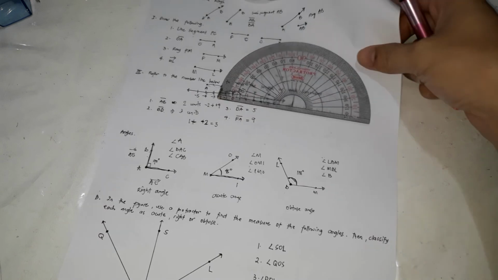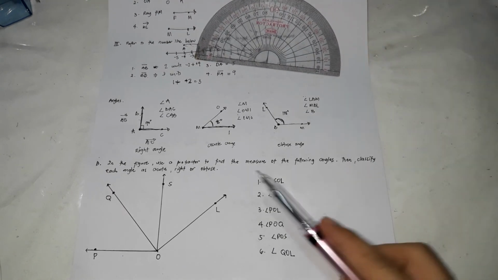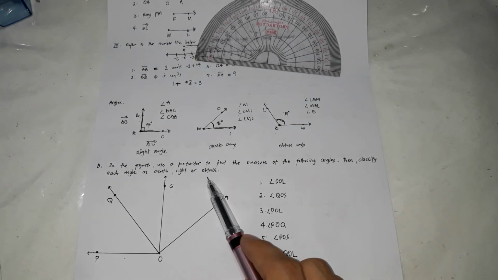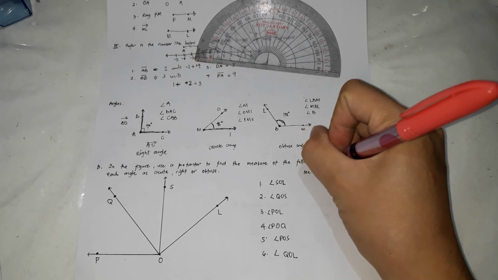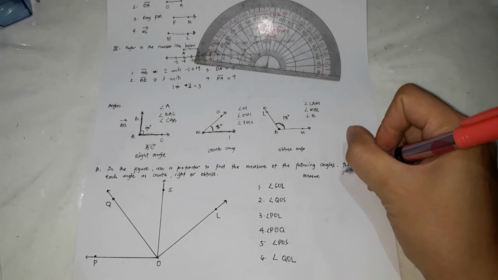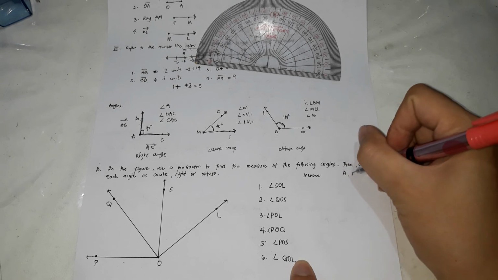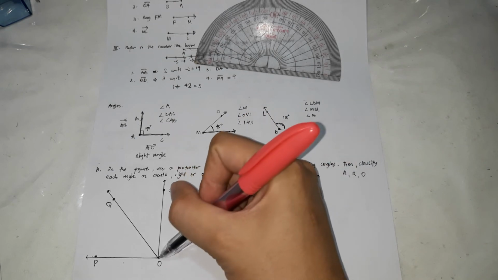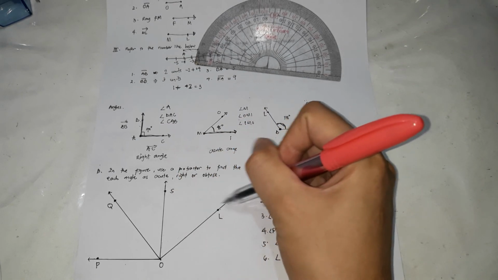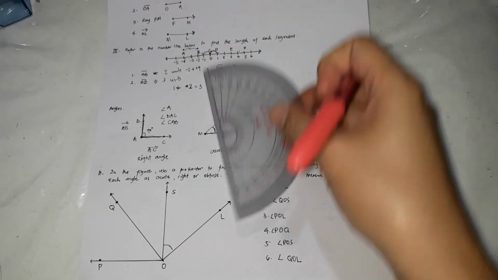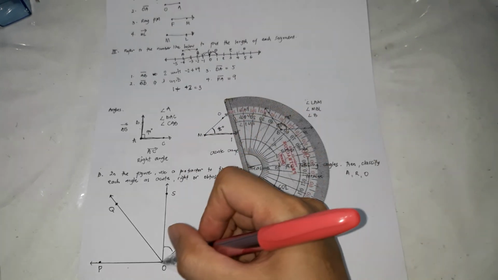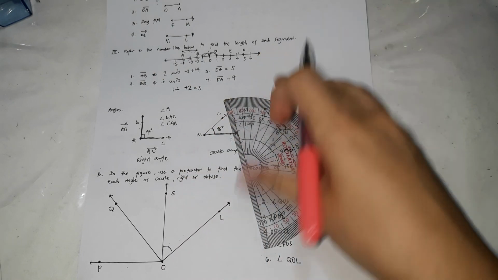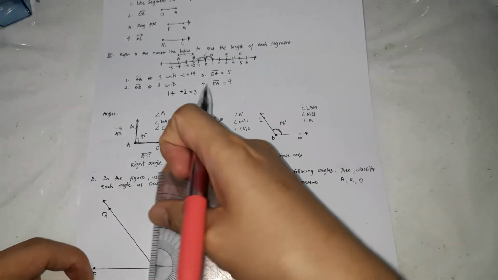So in our problem, in the figure below, use a protractor to find the measure of the following angles, then classify each angle as acute, right, or obtuse. So we're going to find the measure, and then we're going to identify if it is acute, right, or obtuse. So first one, it's angle SOL. So ito yung angle na i-measure natin. Again, kailangan ng one ray, itong center nandito. Tapos, itong one ray, nasa ilalim siya nitong line. So, let's try.